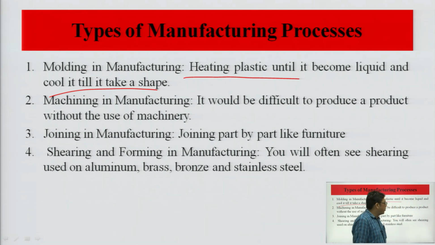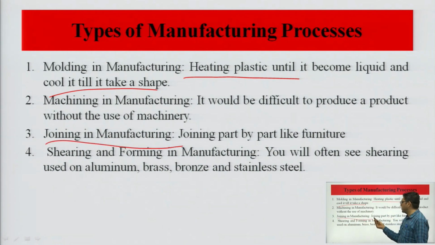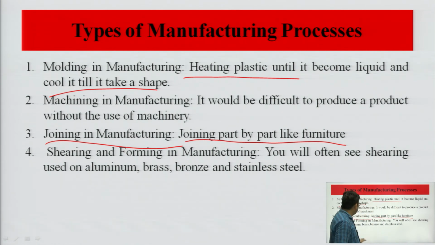Next, it is about joining, joining part by part. For example, if we take a product, it is made of multiple components or parts. Once we join them either by welding or by bolting, it is called joining in manufacturing. So, we can join either by bolt or by joint.